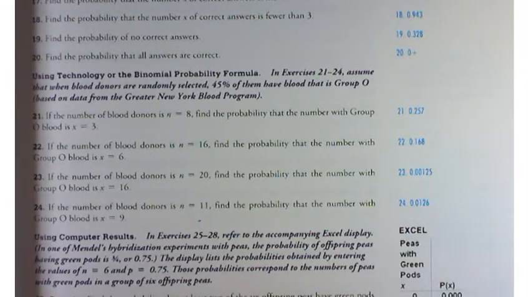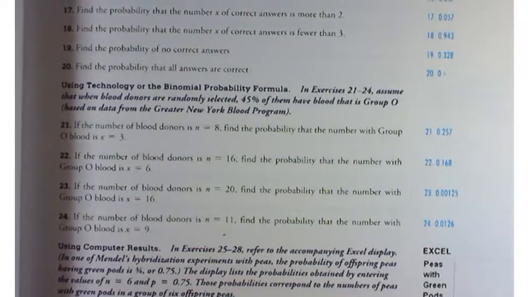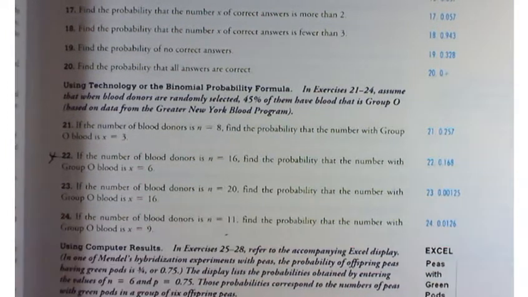An experiment assumed when blood donors are randomly selected, 45% of them have blood that is in group O, based on data from the Greater New York Blood Program. If the number of blood donors is n equals 16, find the probability that the number with group O blood is 6. So go ahead and give that one a shot. And I'll walk around and try and help out. If you're running into some problems, please let me know.